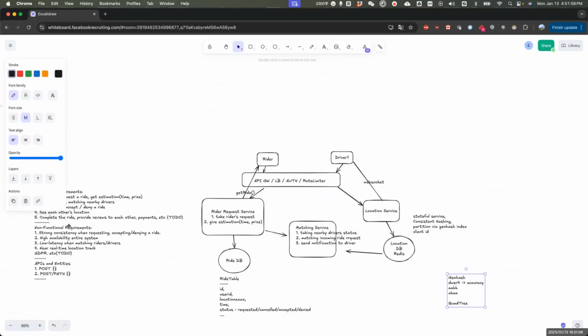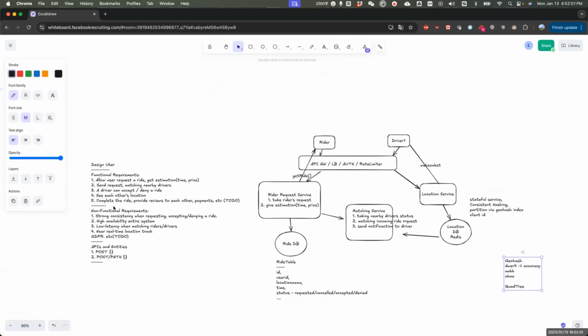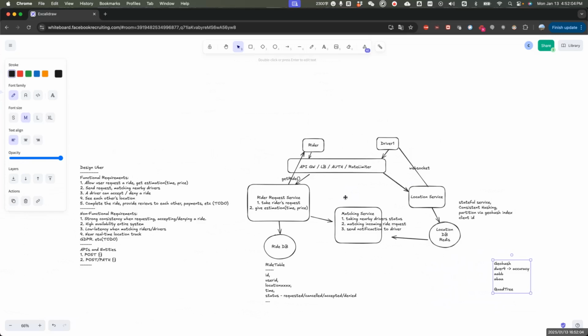Okay, so let's walk through whatever is left over here. We already talked about how the rider is requesting a ride and is provided an estimation, and then we send a request to our drivers. So it's better that we have another, let's say, notification service.